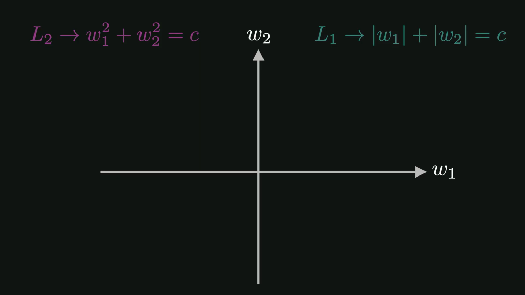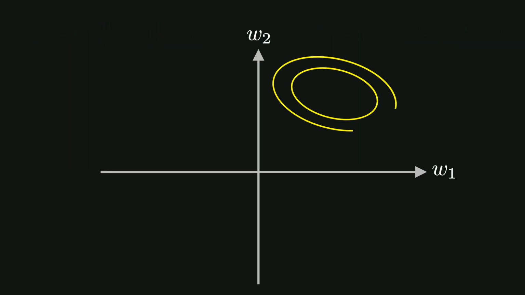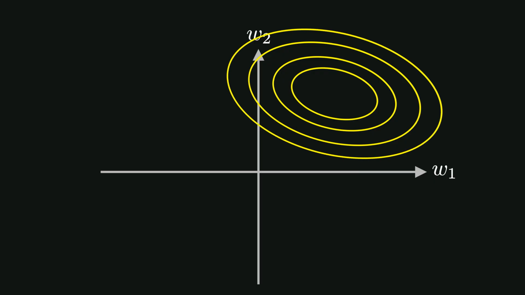The original mean squared cost function, without any penalty, forms elliptical contours. The point at the center, let's call it W1 star and W2 star, is where the original loss is minimized. Now, for L1 regularization, the constrained region forms a diamond. The size of the diamond is controlled by lambda.